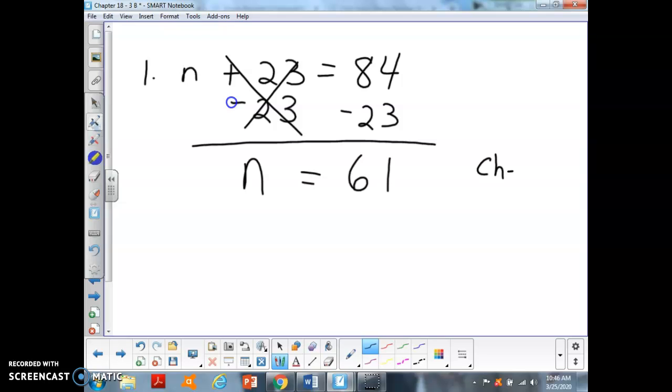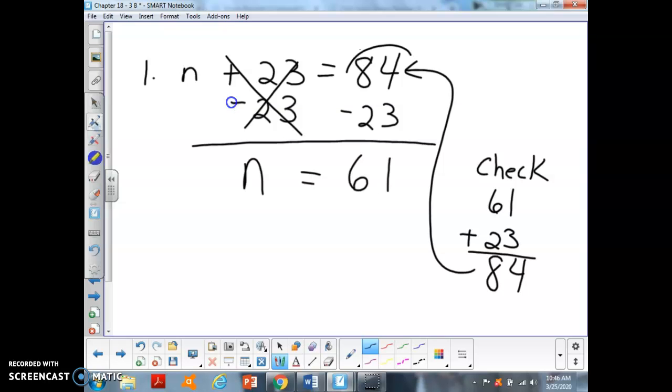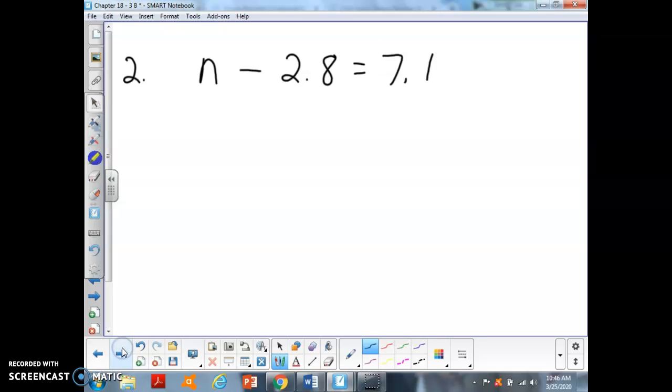We can check, if we like, you don't have to. 61 plus 23 is 84. That is what we started out with. That answer is correct. Our second one is a subtraction equation, but with a decimal even.